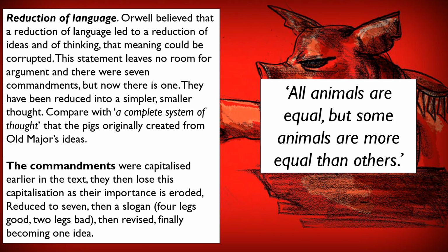Now, the commandments, and this is a commandment, were originally capitalized in the text, but as they lose their importance throughout the book, that capitalization is lost. Their importance is eroded. They're reduced from a complex system of thought, then reduced to 7, then they're reduced to a slogan for the animals that can't understand, "4 legs good, 2 legs bad," and then they're revised finally to this one idea that all animals are equal, but some animals are more equal than others.